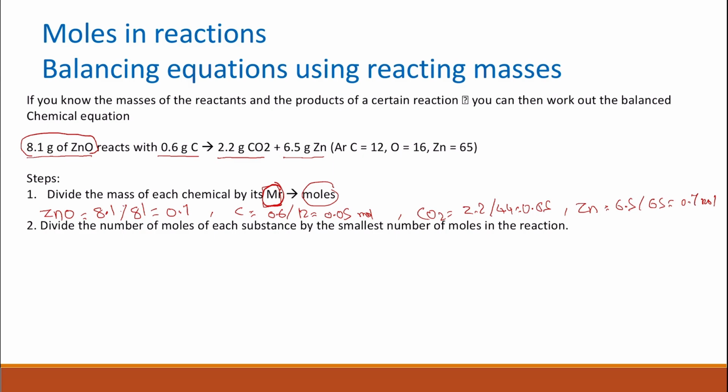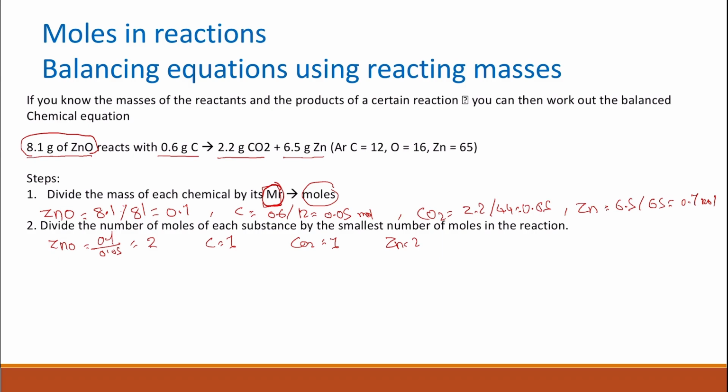So we divide all of these values by the smallest one, which is 0.05. So for zinc oxide, when we do the division, 0.1 over 0.05, this is 2. And then for carbon will equal 1. For carbon dioxide, this is 1. And for zinc, it's 2.